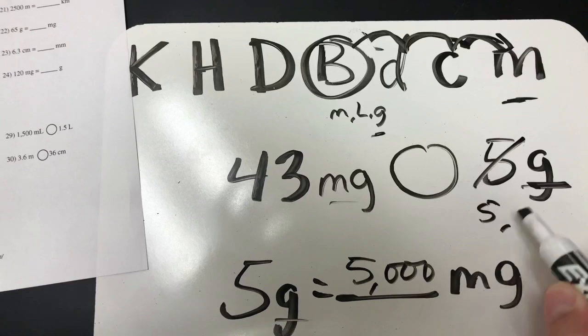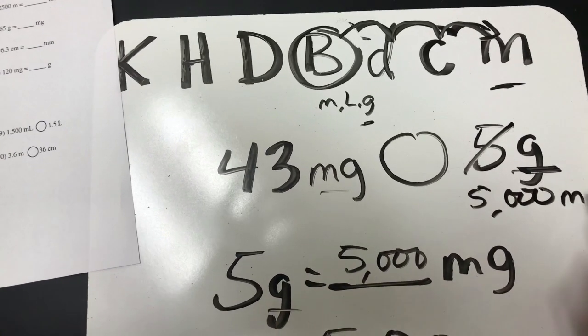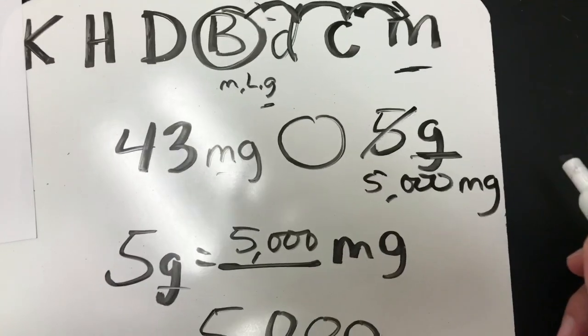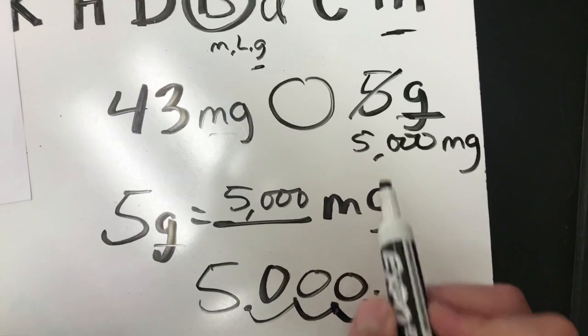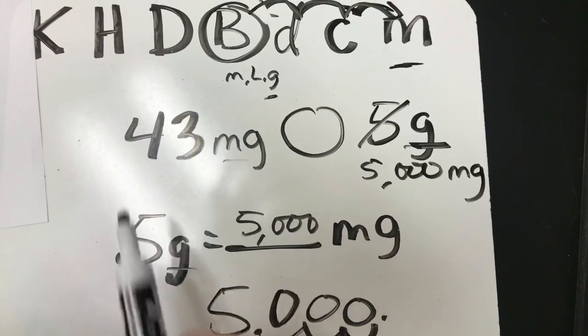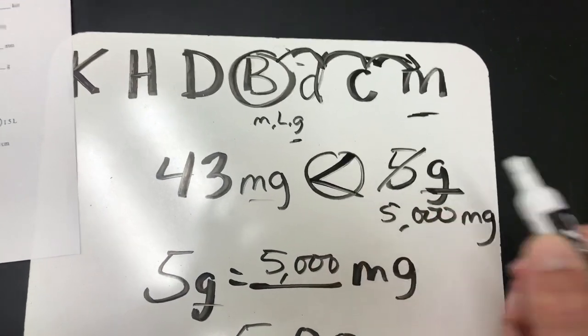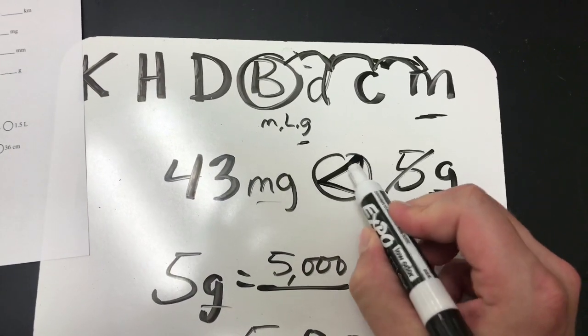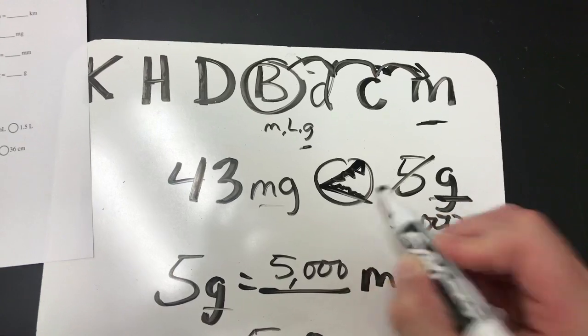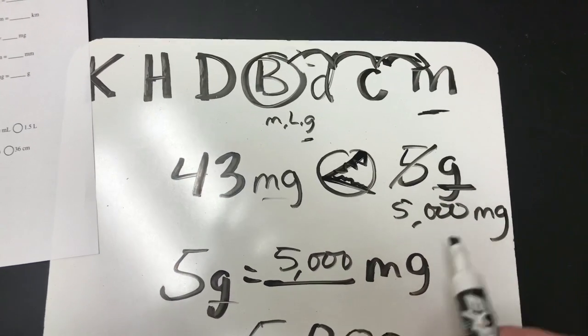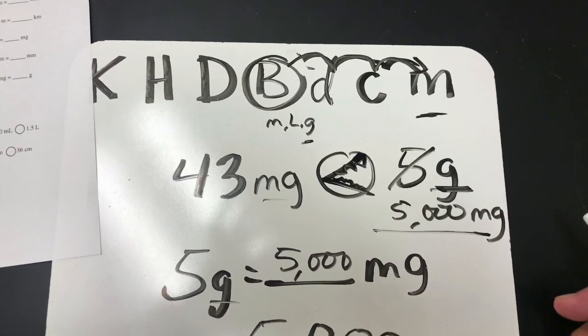Now when you compare these, it's a lot easier to say which one's bigger. You've got 5,000 milligrams or 43 milligrams. This is way bigger. And remember, your arrow pretends like a little mouth. It's going to eat the bigger number. So this would be your bigger number in that case.